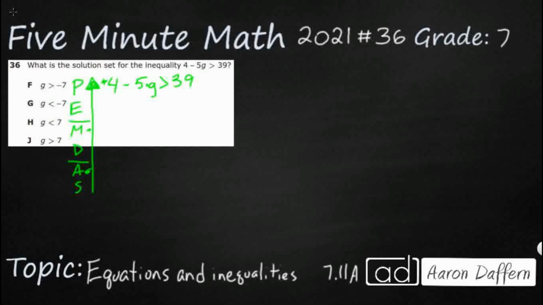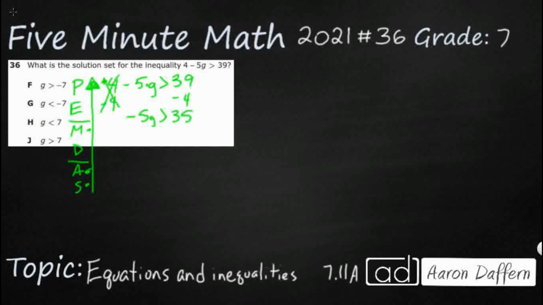And so we've got a positive 4. So we need to get a negative 4, subtract 4. So to keep this as a balanced expression, plus 4 minus 4, it's going to cancel itself out. And so I need to do a minus 4 or subtract 4 from the other side to keep it balanced. So I'm going to get a negative 5g. It's greater than 39 minus 4 is 35.